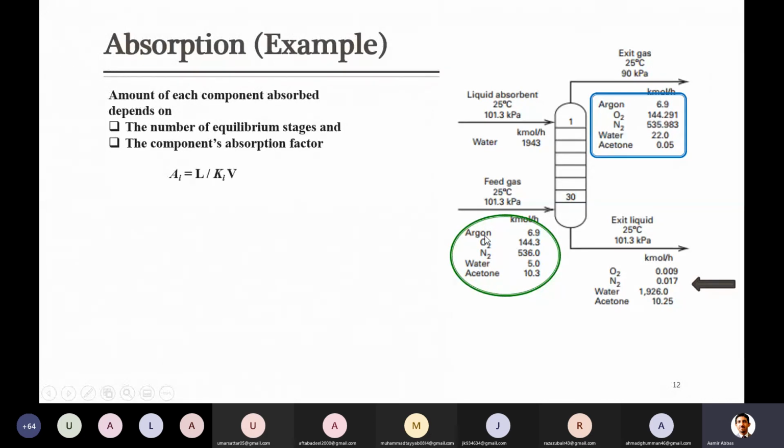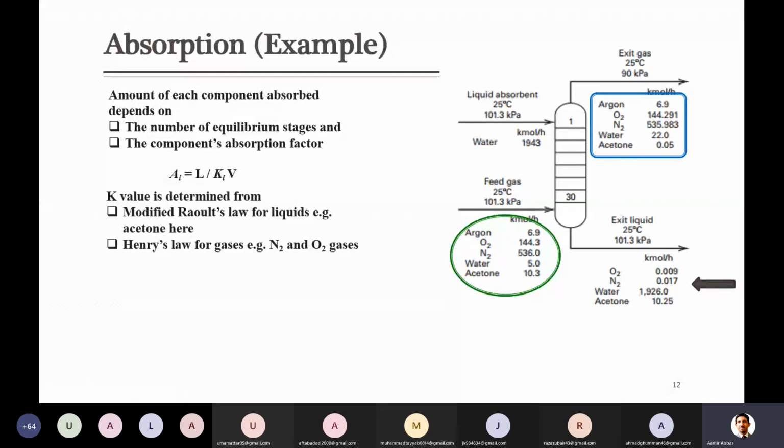And what is the absorption factor, or how do we define it? The absorption factor is equal to L divided by K times V, where L is the liquid flow rate, K is the equilibrium constant, and V is the vapor flow rate. The liquid is coming to the column, and the vapor is the gas flow rate, and it also depends on the equilibrium constant. So how do you determine that K value? I think you have studied these things in thermodynamics, as well as hopefully in the fundamental course.